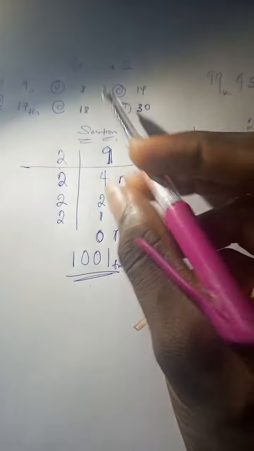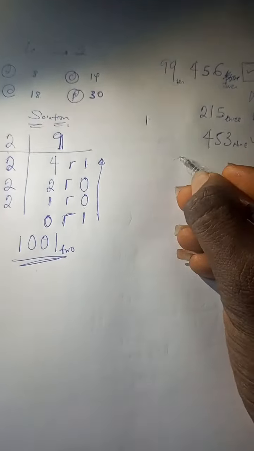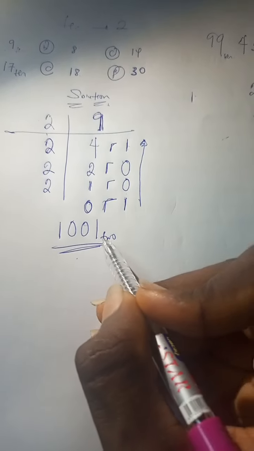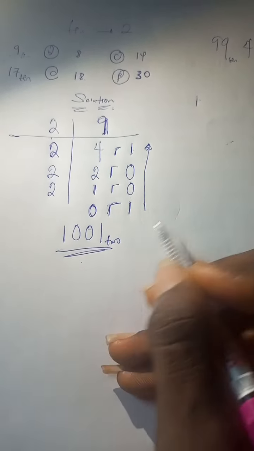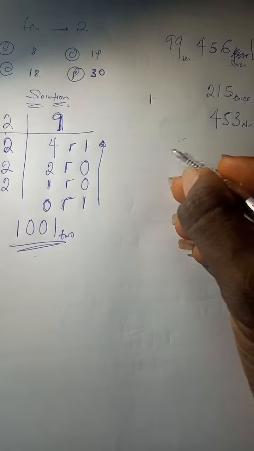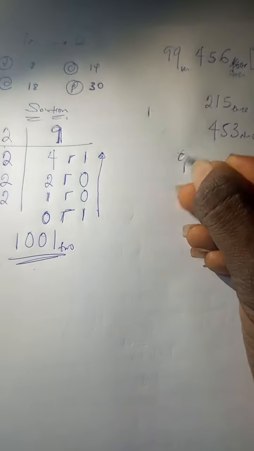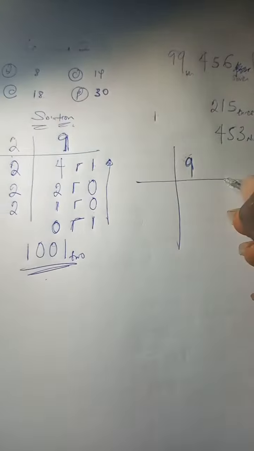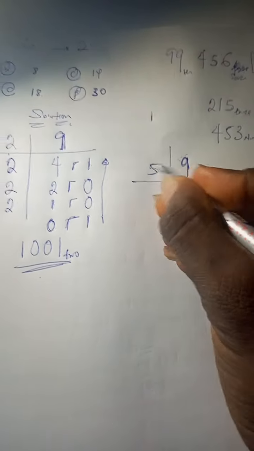What if you want to convert from base 10 to base 5? Let's confirm. This thing is in base 2. Why? All the numbers here are less than 2. This is correct. You can't see 1021 in base 2. It's not possible. So what if you now have 9 and I want to convert it to a number in base 5?